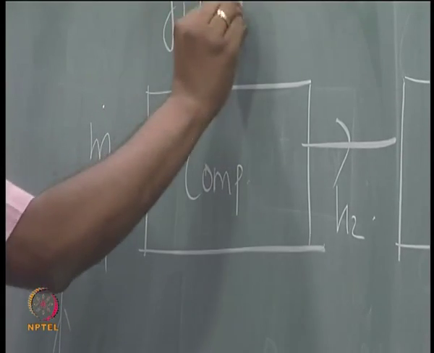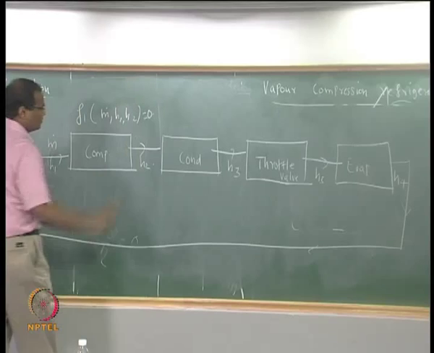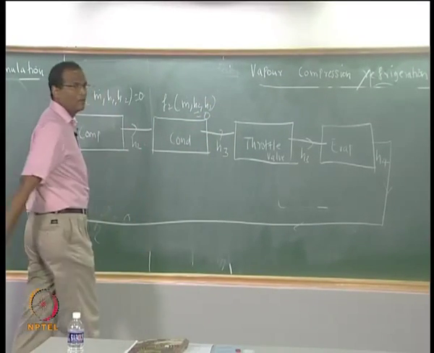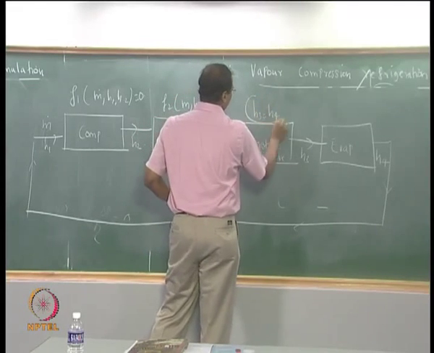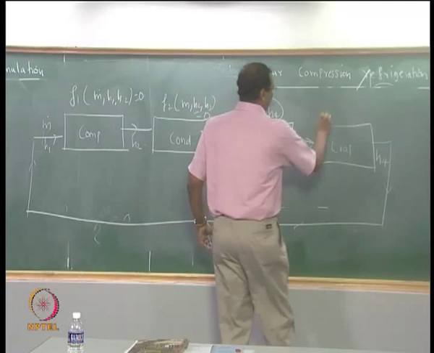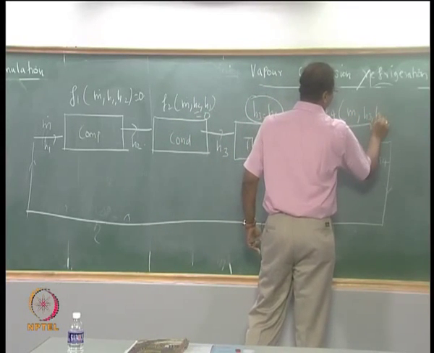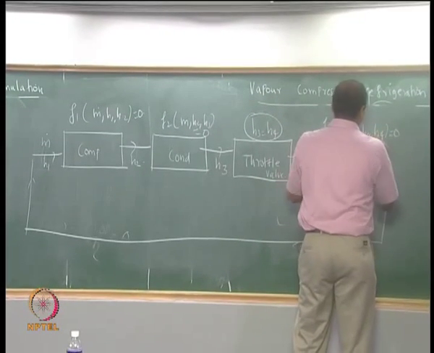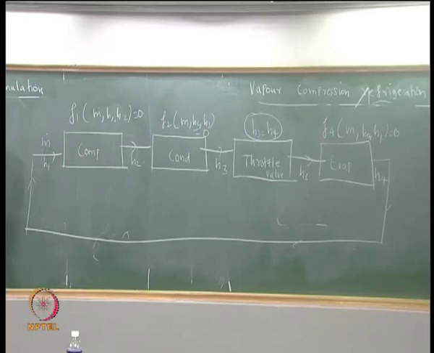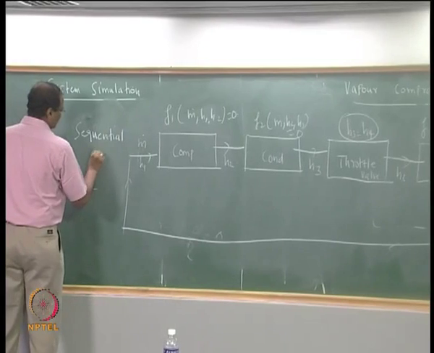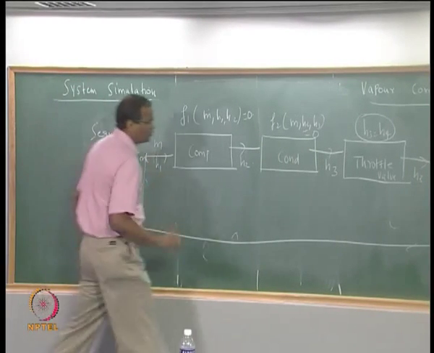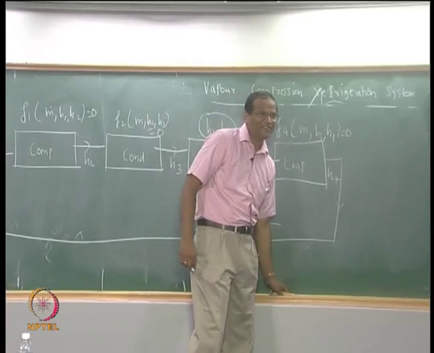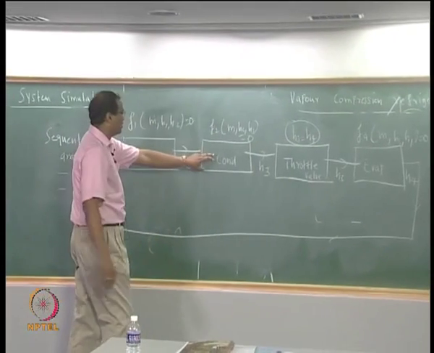So here the equation will be F1 of M dot H1. There is no big design of this equipment, right? So this is called a sequential arrangement. The output of one becomes input to the other. Any problem? Yeah, some people don't like H4. If you want to be threateningly formal, you can still use H3. Okay. So this is a sequential arrangement where the output from one component becomes input to the other component.